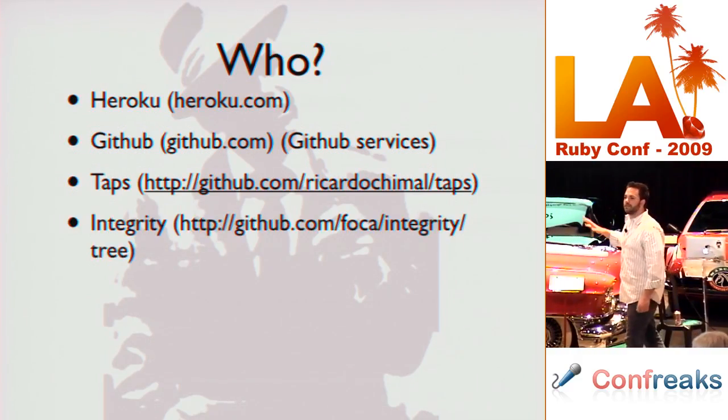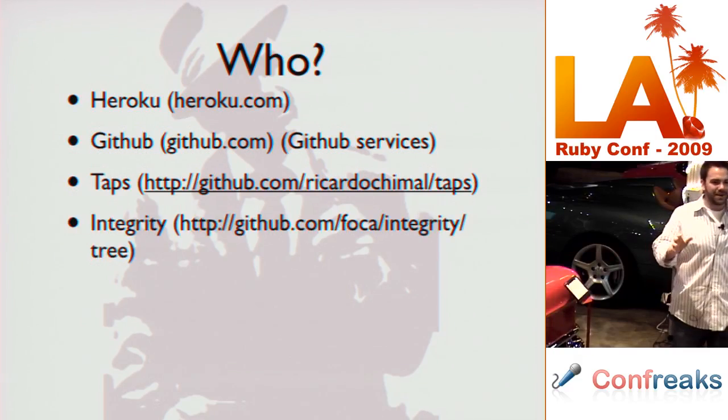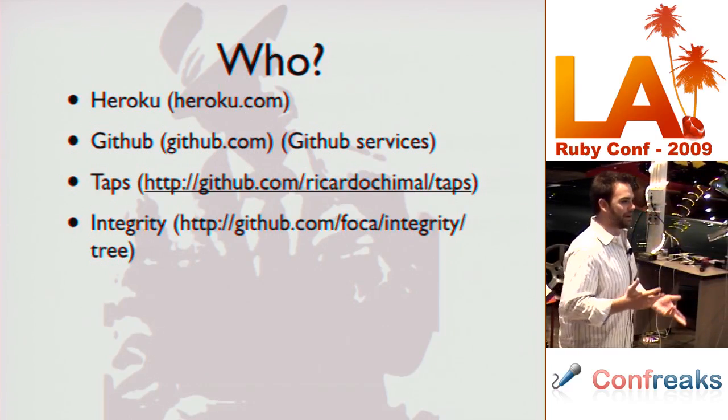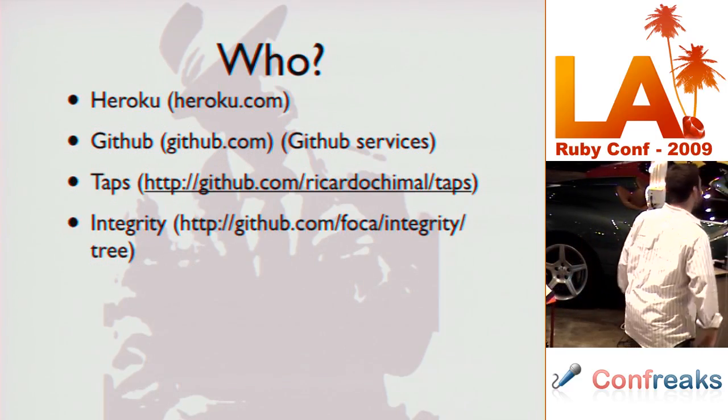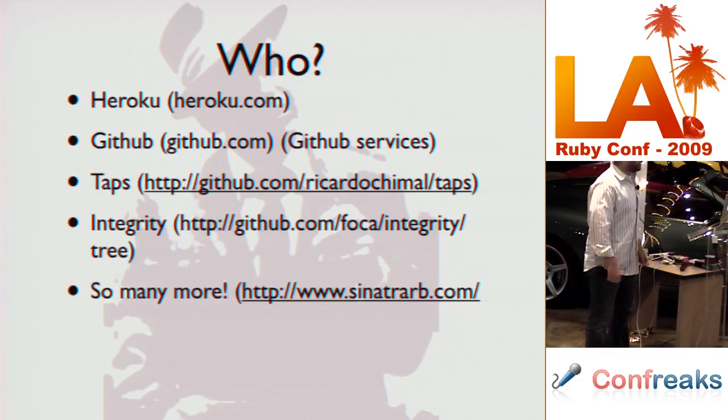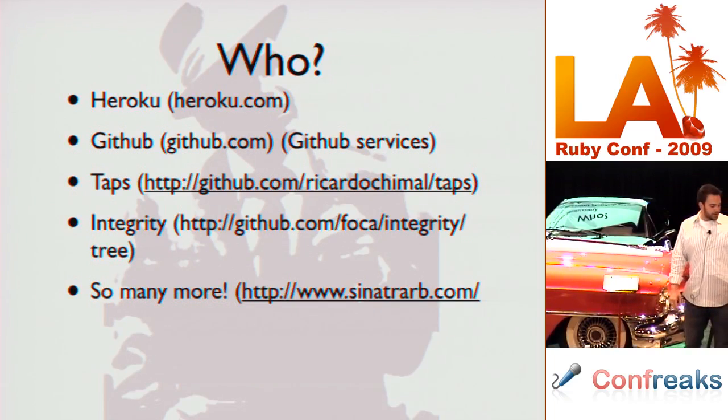Integrity. How many of you have heard of Integrity, the continuous integration tool? People told me about it months after it had already been released, and the GitHub guys were like, oh, it's so sick, man, you gotta check it out. Let's see, and there are so many more. Go take a look at SinatraRecipes.com for those other examples.